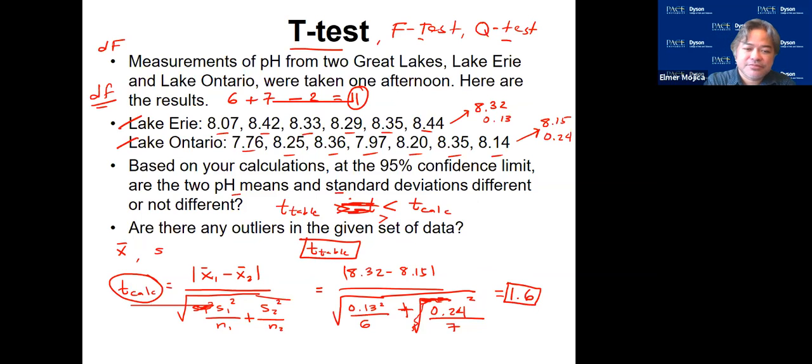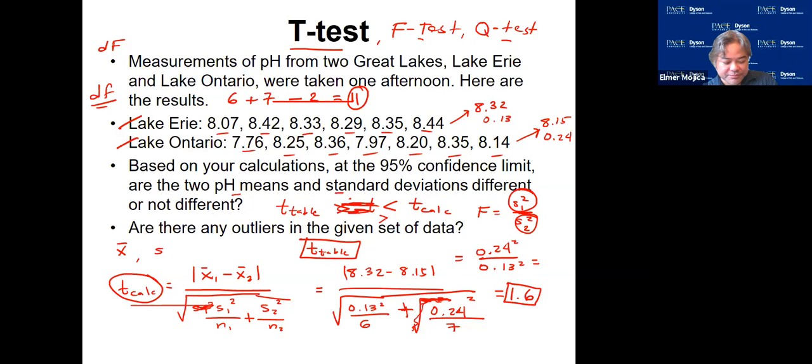So we have now solved the t. What's the next thing that we're going to do? We solve now the F. And in the F, it's just s squared over s squared. Now, our definition here of 1 and 2 is not the same as the one that we have here. Why? Because the numerator should have a greater value compared to the denominator. So in that case, it will be 0.24 squared divided by 0.13 squared.